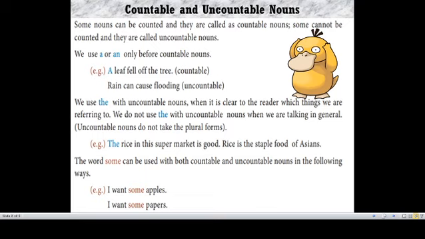Okay, the word 'some' can be used with both uncountable and countable nouns in the following ways. So 'some'ங்கிற வேர்டு நம்ம uncountable நவுன்ஸ்லையும் countable நவுன்ஸ்லையும் யூஸ் பண்ணலாம். So I have given two examples. I want some apples. I want some papers.